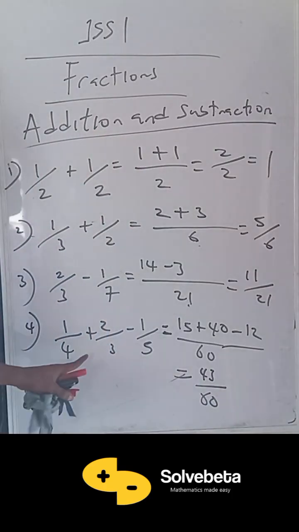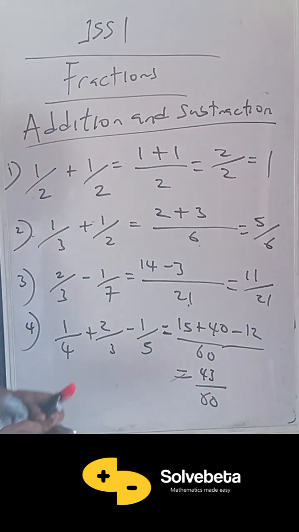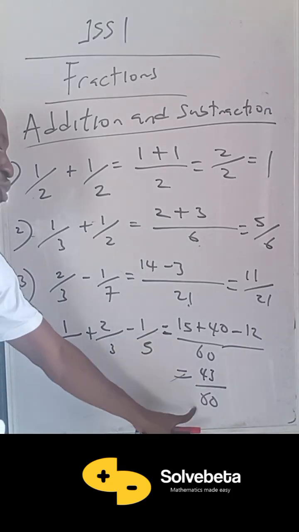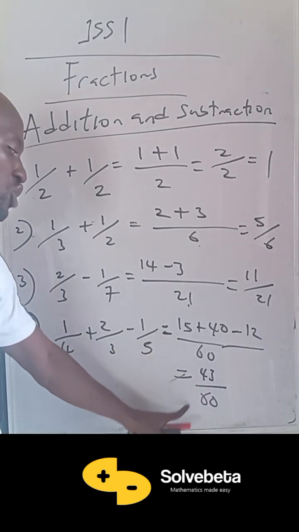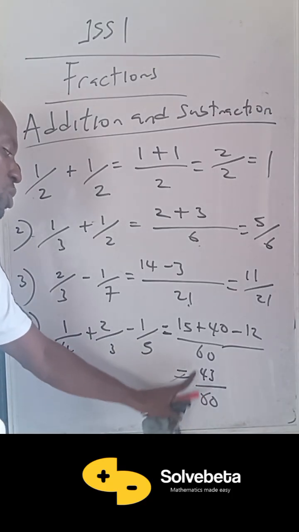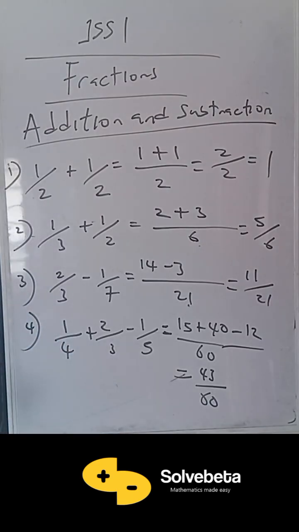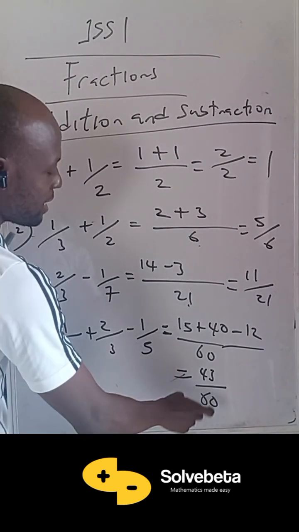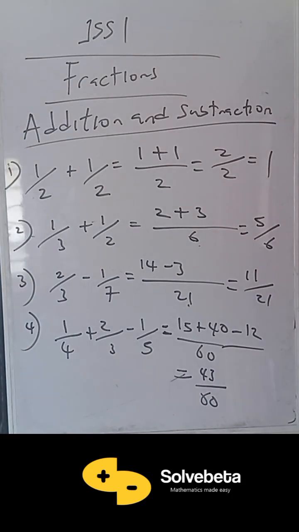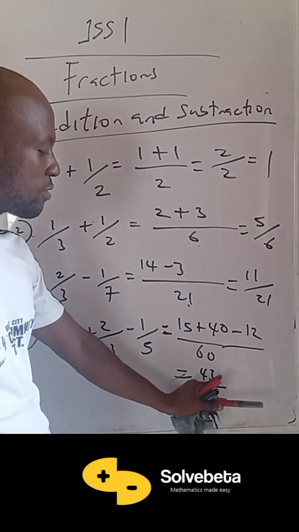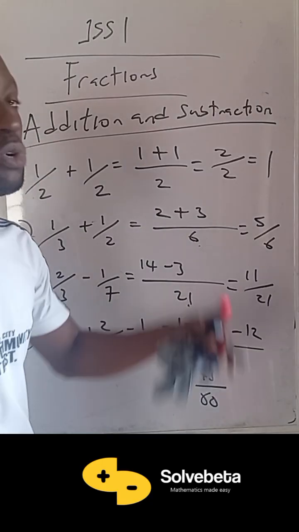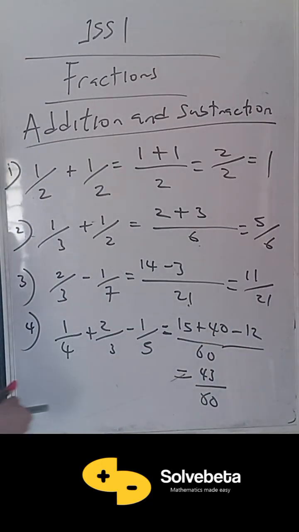Now, if you do this that you just done, you use the multiplication of this thing, check if you can reduce this to the lowest term. Always check if it's possible for you to reduce this to the lowest term. What does it mean to reduce to the lowest term? Is there anything that can divide 43 that can divide 60? You check. There's nothing that can divide 43 that can divide 60. Why? Because 43 is a special kind of number which we will look at later. So this is our answer.